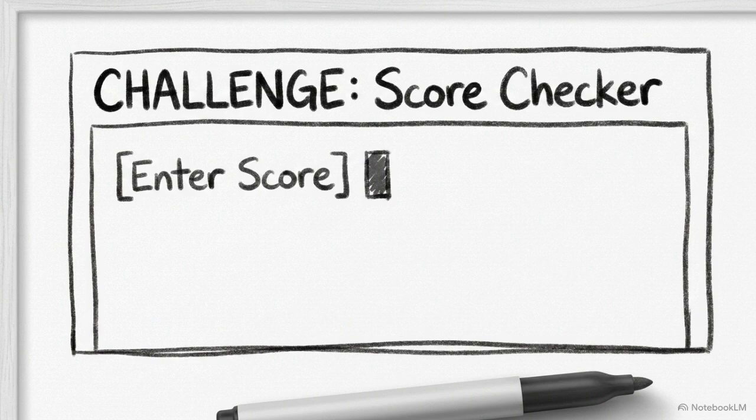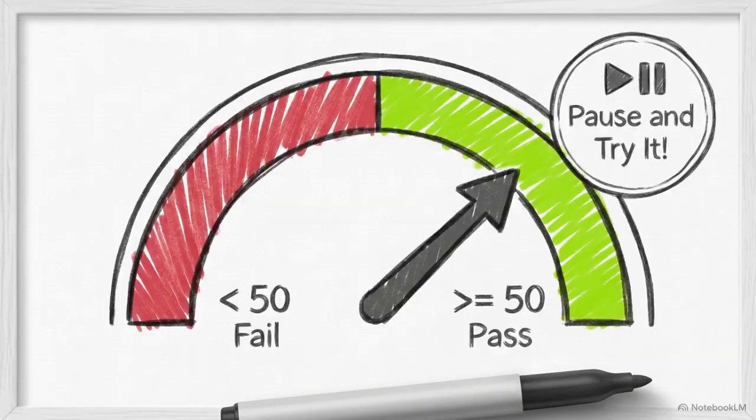Let's test this out. Try writing a program that checks a user's score. If the score is 50 or higher, print pass. Otherwise, print fail. Pause the video here and give it a shot.